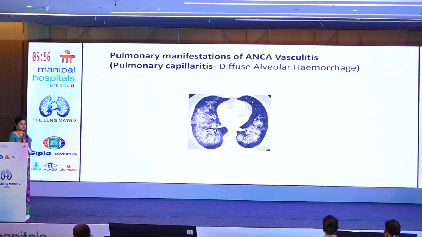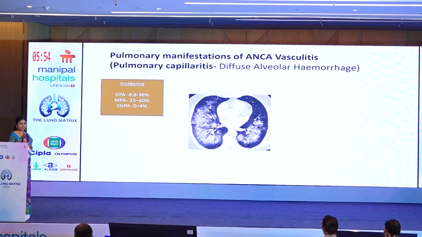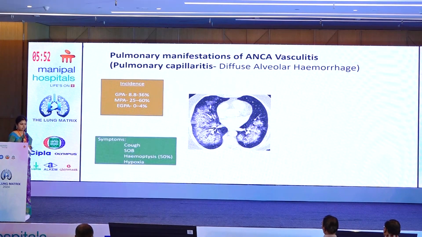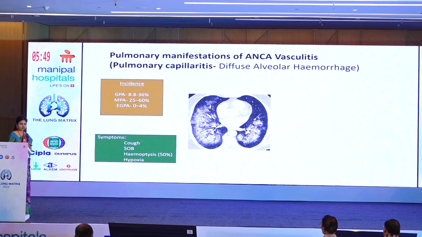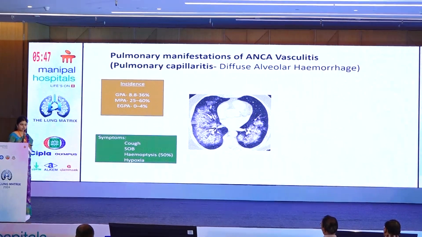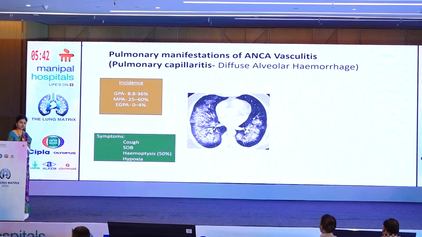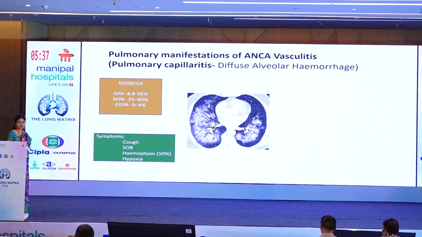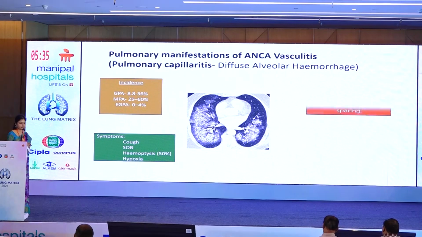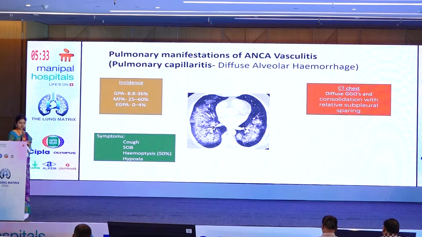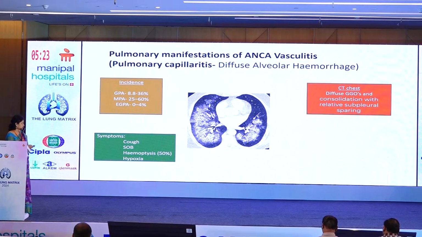So this is diffuse alveolar hemorrhage. It is most commonly seen in MPA and GPA, and it is very rare in EGPA. Usually patients present with cough, shortness of breath, and hypoxia. Hemoptysis is present in only 50% of cases of diffuse alveolar hemorrhage, so don't think that if the patient doesn't have hemoptysis, DAH is not there. On CT chest, we can see diffuse ground glass opacities, usually in the perihilar region and mid and lower zones, sparing the subpleural region.